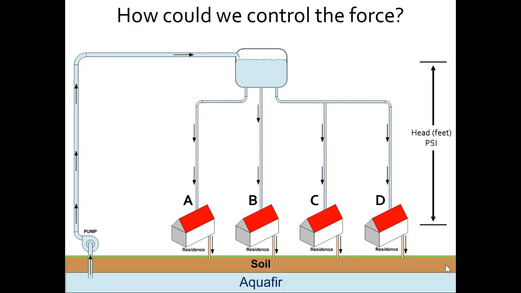Okay, so how could we control the force? All of these families are paying the same rate to the public utility for water usage. However, the folks in House D happened to visit the folks in House B, and they noticed when they went in to wash their hands before dinner that they had a lot more water flowing, a lot more water pressure and more flow out of their faucet. And they thought, well, maybe they've got better faucets or better plumbing.